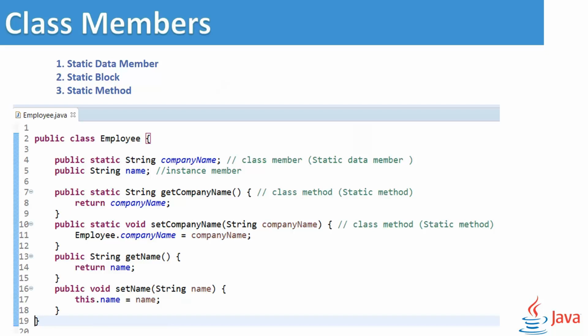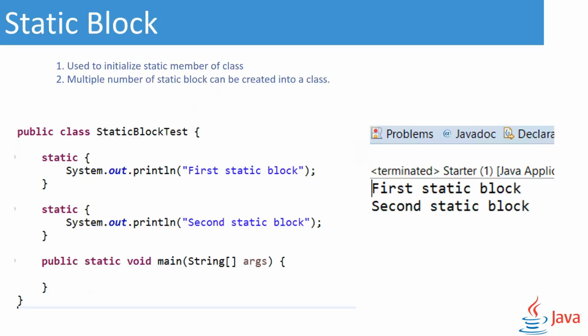Now we have a question in our mind: to initialize an instance member we have a constructor, but what do we use to initialize a static member? The answer is static block. A static block is a block which is executed once the class is loaded into the memory. Let's talk about the sequence of its execution. First the class is loaded, then the static block is executed to initialize the static member.